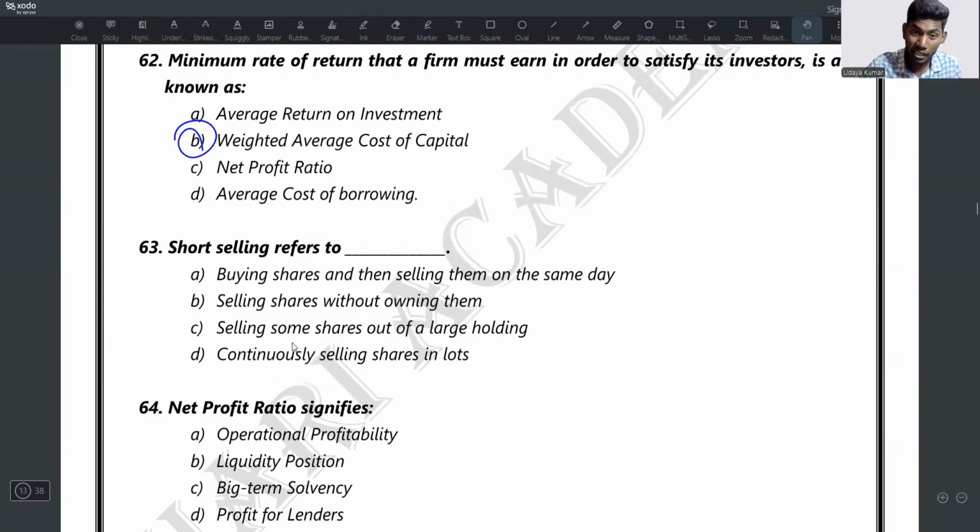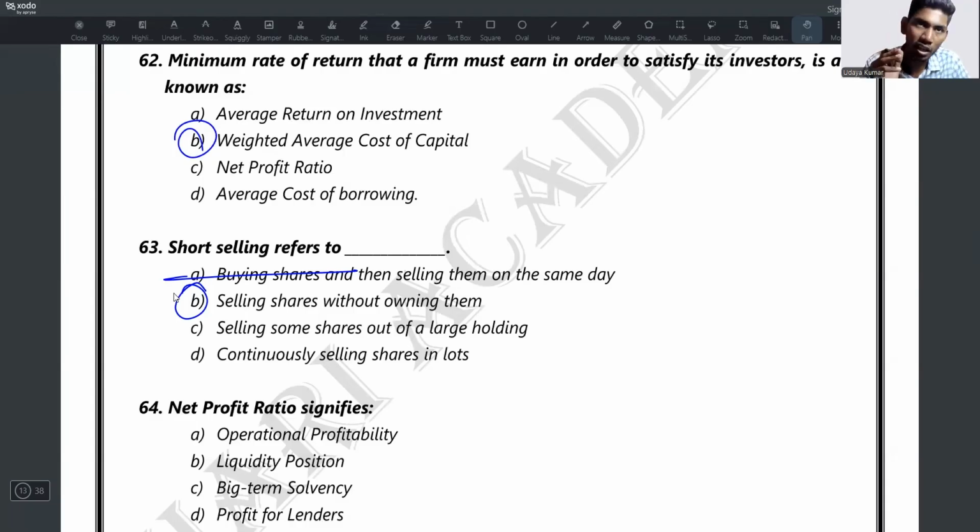Short selling: buying shares and then selling them on the same day? No. Selling shares without owning them. Selling shares out of a large holding. Continuously selling shares in a lot. Which is the right option? Selling shares without owning them is the right option, because you would have seen it in the movies about the stock market and all, right? So short selling refers to selling shares without owning them.